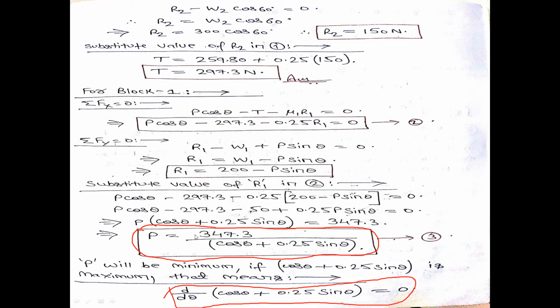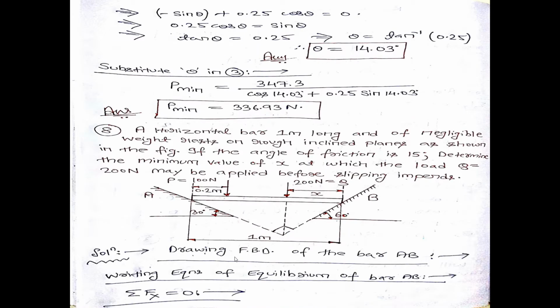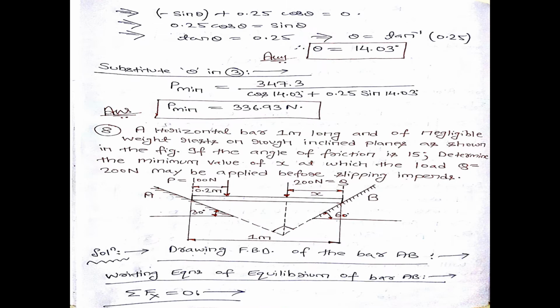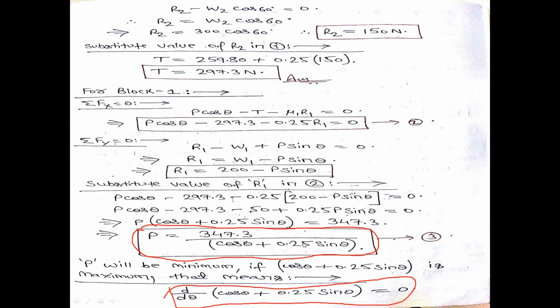Okay, so once you get the value of theta, substitute this value of theta in equation number 3 of P, that is P is equal to 347.3 divided by cos of 14.03 plus 0.25 times sine of 14.03. Just solve it, you will get the minimum value of force P, that is 336.93 Newton. So these are the three parts which you need to find out in this problem, that is P minimum, theta, and the tension exerted by the string.